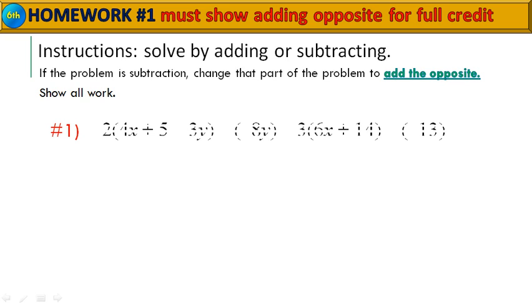The question is: 2 times the quantity 4x plus 5 minus 3y, minus negative 8y minus 3 times the quantity of 6x minus 14 minus negative 13. Your final result should have only 3 terms at the end: the x's, the y's, and the whole numbers. Please review the previous slides on the rules again and work these out showing all the work.